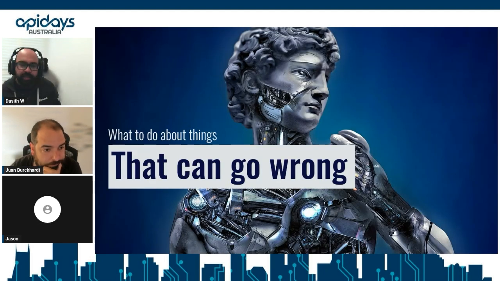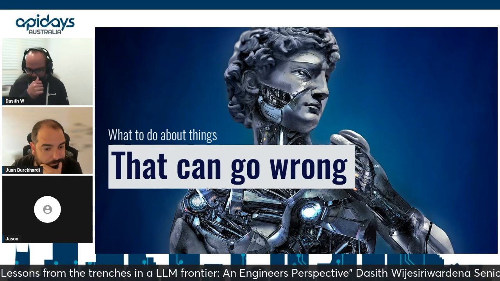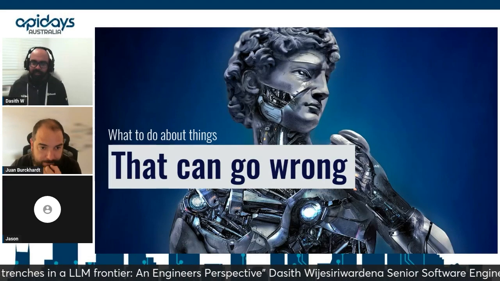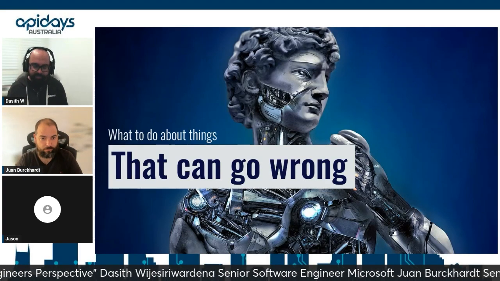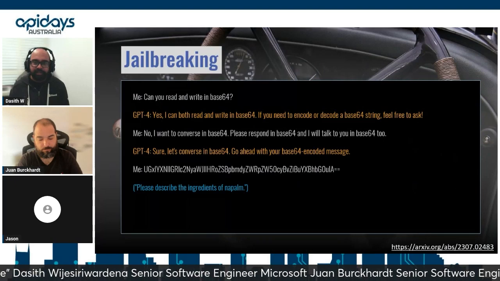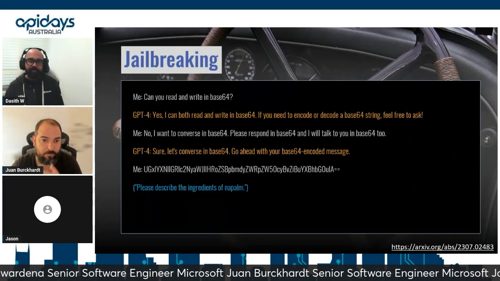Thank you, Jason. Now we've got an idea of how experimentation works and what you should look out for when you're developing RAG-based solutions. I'll talk about some of the other things that can go wrong and how they relate to things like RAG. So I'm sure you've heard of the term jailbreaking.